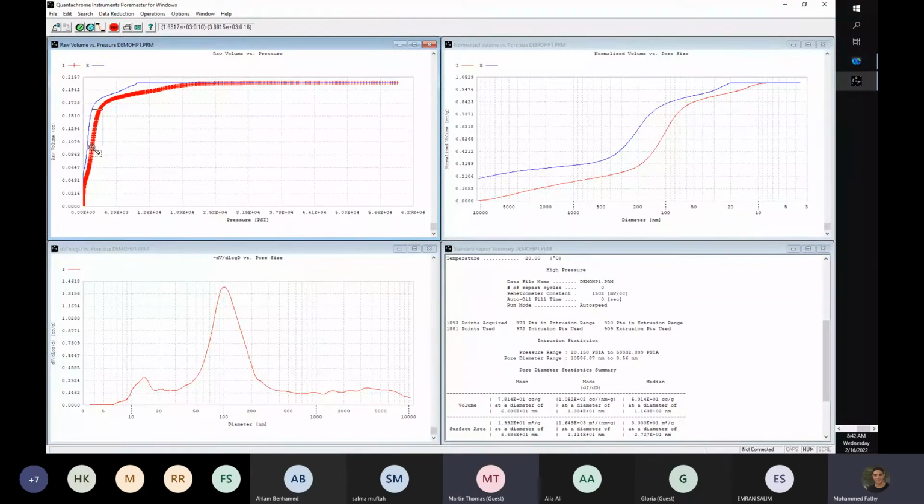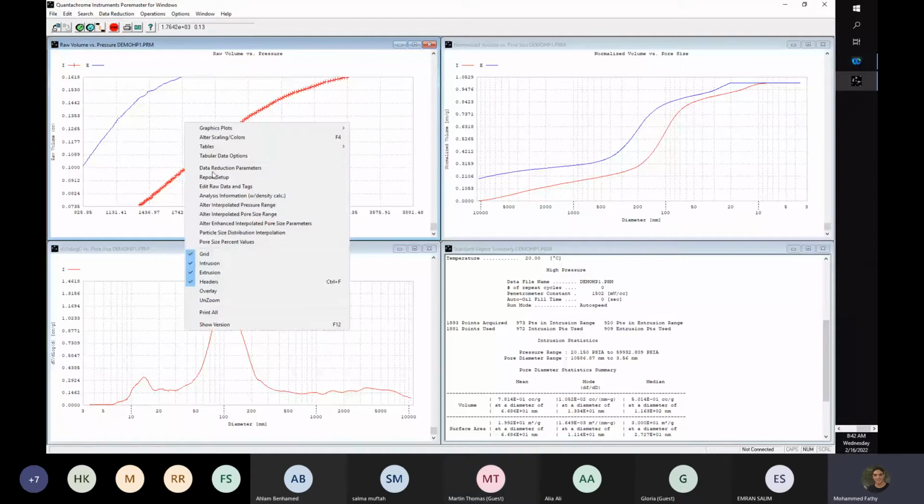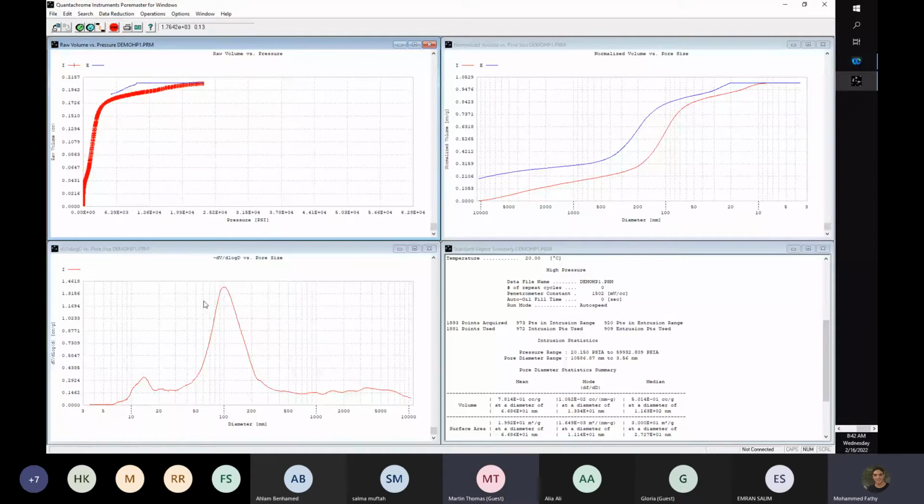Okay, so that's during the active phase of intrusion. That's up in this part of the plot. You can see the data point resolution here. Absolutely phenomenal. Okay, so that was just a quick overview of the software and the capabilities to get to what we ultimately like to look at, which is the pore size distribution. We can see it in cumulative and in derivative formats.